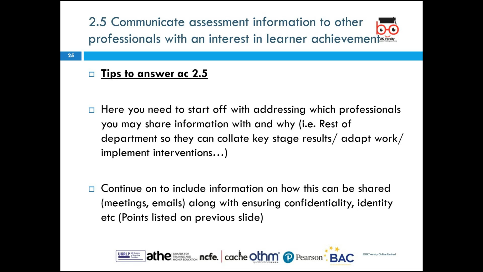So there's a few things that you need to put in. Talk about who you're sharing it with, like the rest of the department, so that they can collate key stage results. Talk about who it is and why you're doing it. So things like why they're doing it, so they can get key stage results, end of year results. They can adapt work, they can make implementations, do interventions, they can get specialists in to support their students, so a whole load of reasons. And then I want you to continue on and include information on how this data that you're passing on can be shared. So things like meetings or emails, and then also including how you make sure that you're being confidential, how you're following identity, and so on.